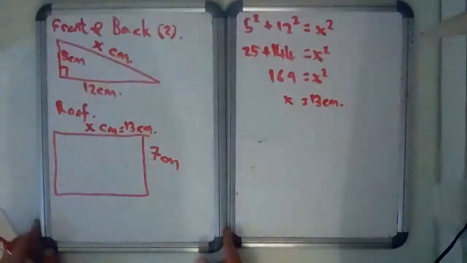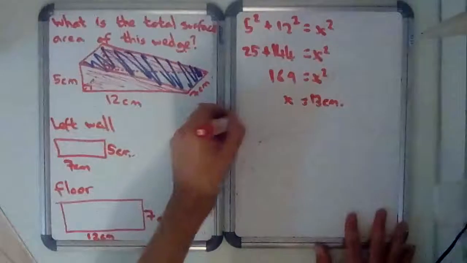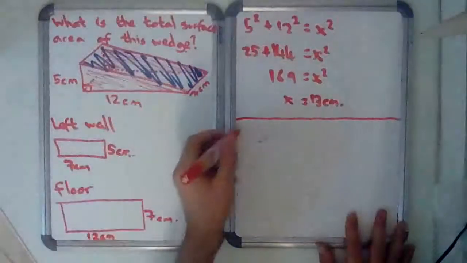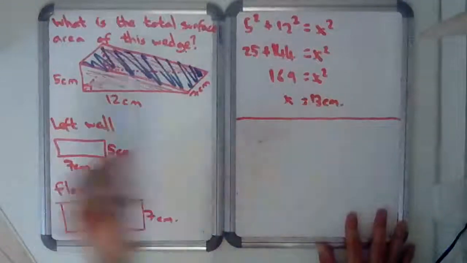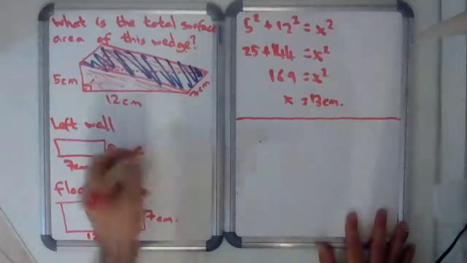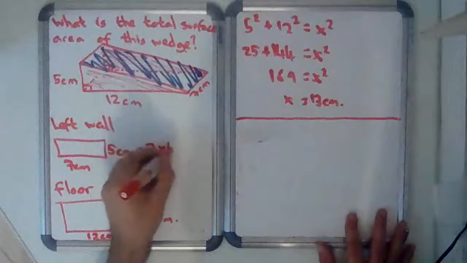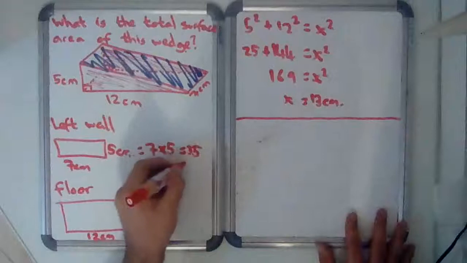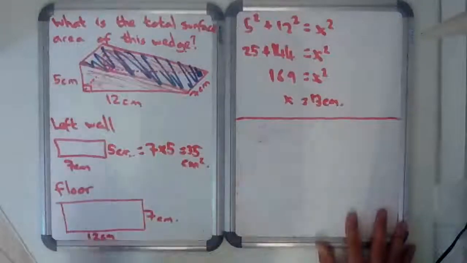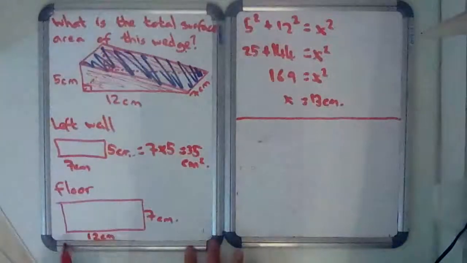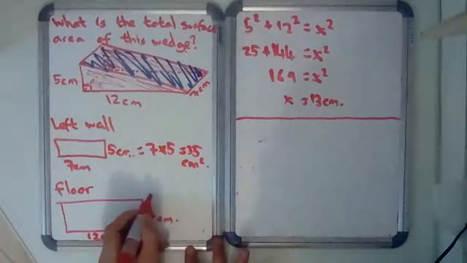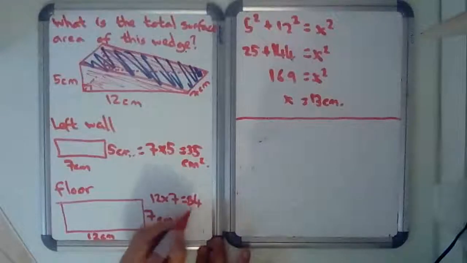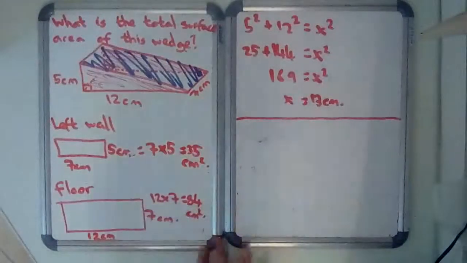So now for the surface area, we can start to work out all of these things. So left wall equals 7 times 5. It's a rectangle, there's only one of them, equals 35 cm squared. So that's the area of that bit. The floor, with 12 times 7. 12 times 7, 12 7s are 84 cm squared.